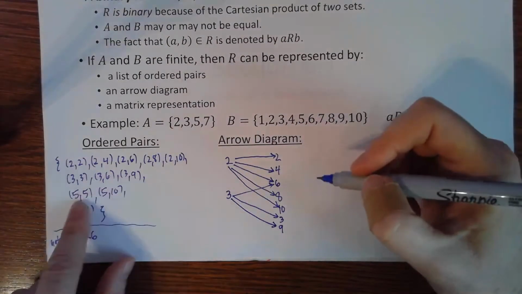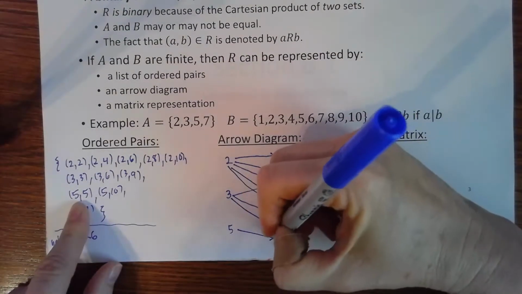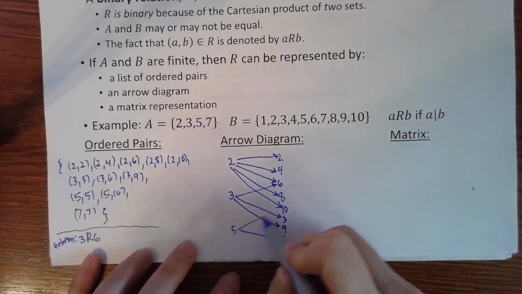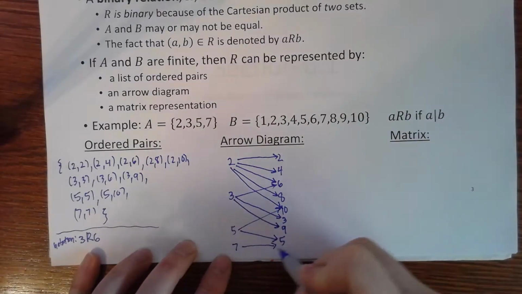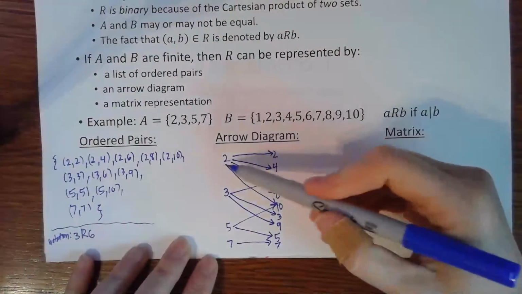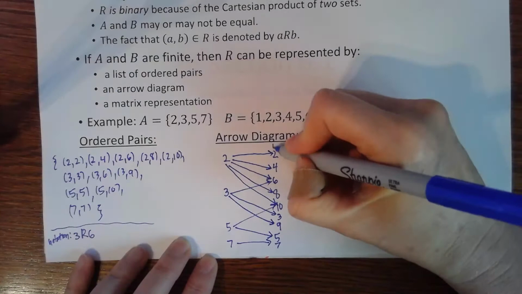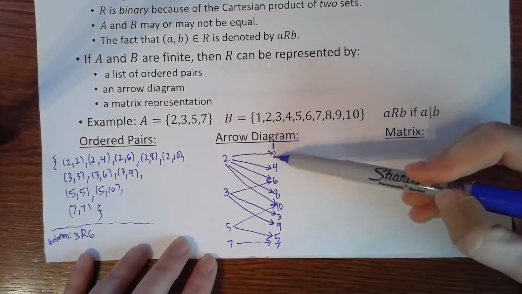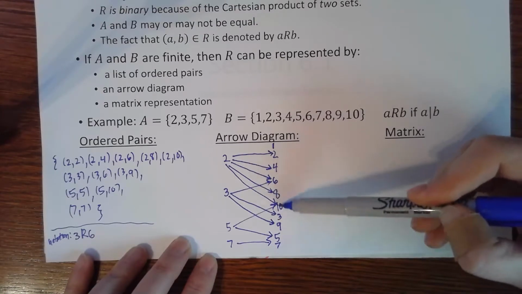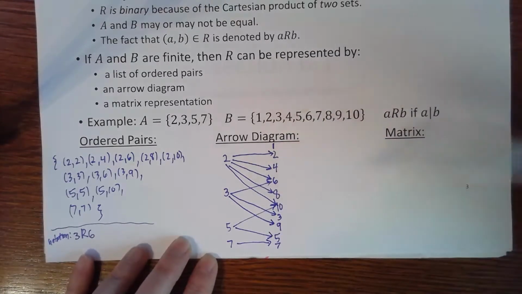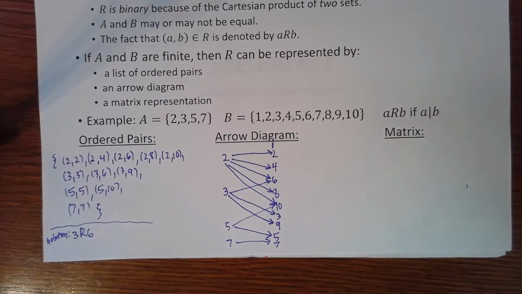Okay. 5 is related to 5, as well as 10. And then 7 is related to 7. Okay, we've listed all of A. Let's see, we haven't listed 1 yet, so maybe I could just put 1 up here. 1, 2, 3, 4, 5, 6, 7, 8, 9, and 10 are all listed, so all of B is listed here. So this would be an arrow diagram for the relationship.